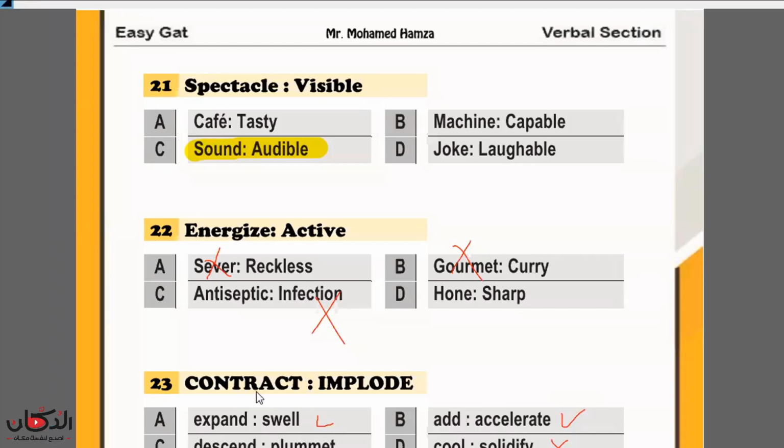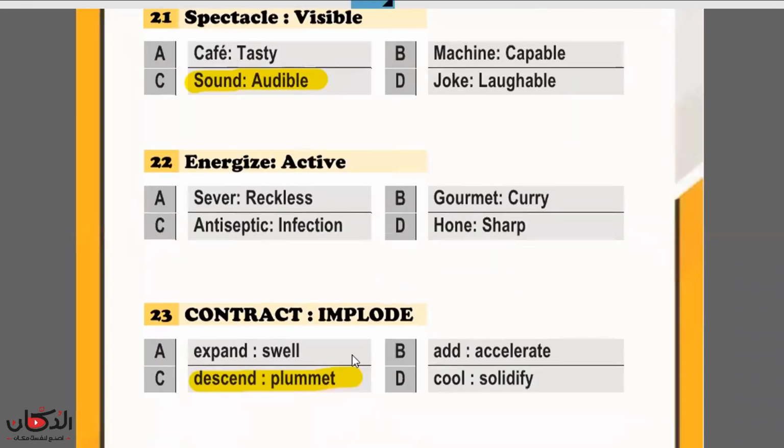Okay. Contract is a verb. All of them are verbs. So descend and plummet also have the same meaning. Now we have seen that A, B, and C are maybe similar in the relationship. In the analogical relationship, they are the same. But what is the nearest meaning? I still think it's A. Expand means you add something, it will become more. Add also means become more, make larger. Descend will decrease. So the correct answer is C. Expand and swell, add and accelerate, also descend and plummet. They all have the same relationship, which is that they are all synonyms.